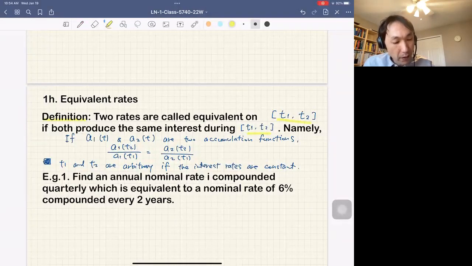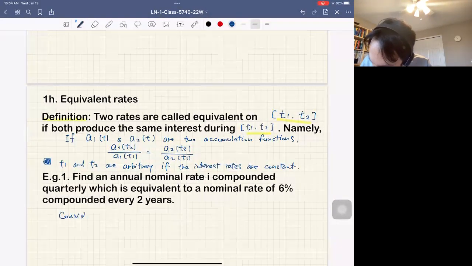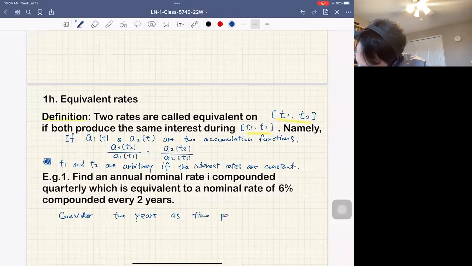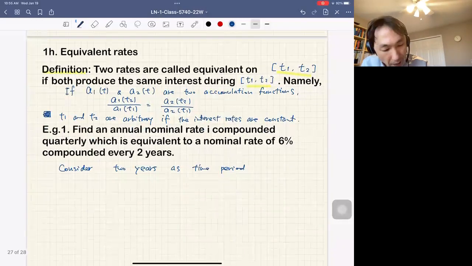Okay, so an example: find an annual nominal interest rate i compounded quarterly, which is equivalent to the nominal rate of 6% compounded every 2 years. So consider the 2 year as a time period. Interest rates don't change over time, so just pick one time period. So consider a 2 year period.